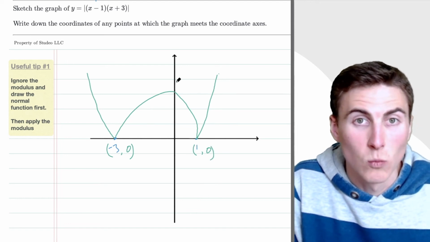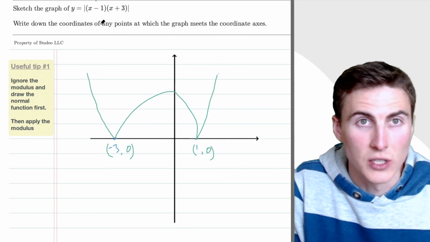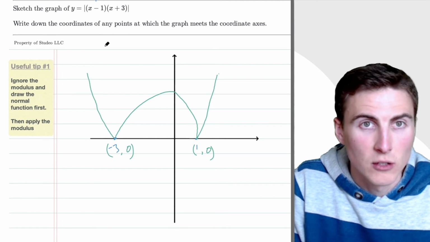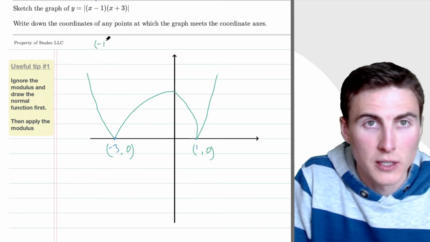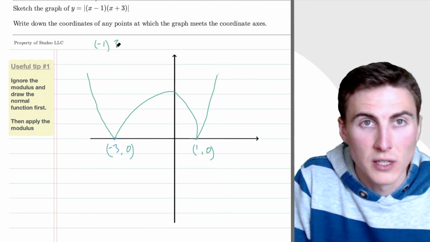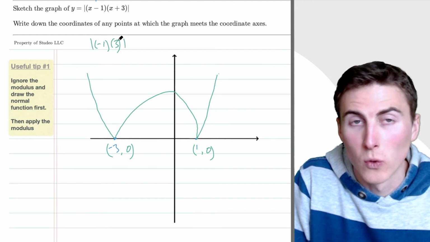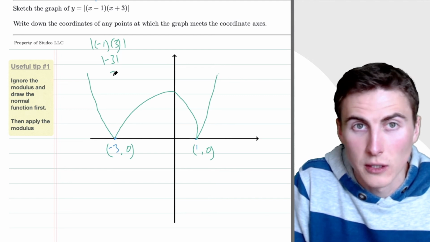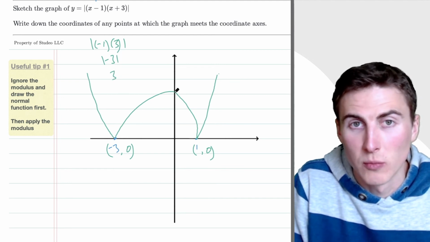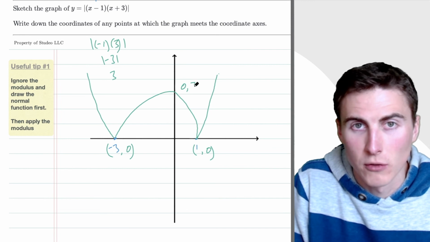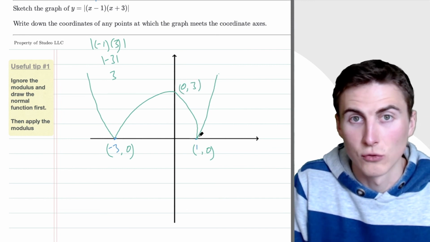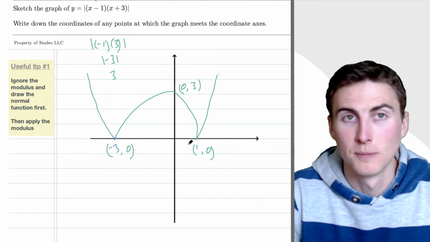To find the y-intercept, we just plug x equals 0 into the equation. So if x is 0, we're going to get minus 1 in the first bracket, times 3 in the second bracket, and the whole thing is in a modulus. So minus 1 times 3 is minus 3, but because it's in a modulus sign, it'll become positive 3. So this point here is (0, 3). And that's how we draw a graph that has a modulus in it.